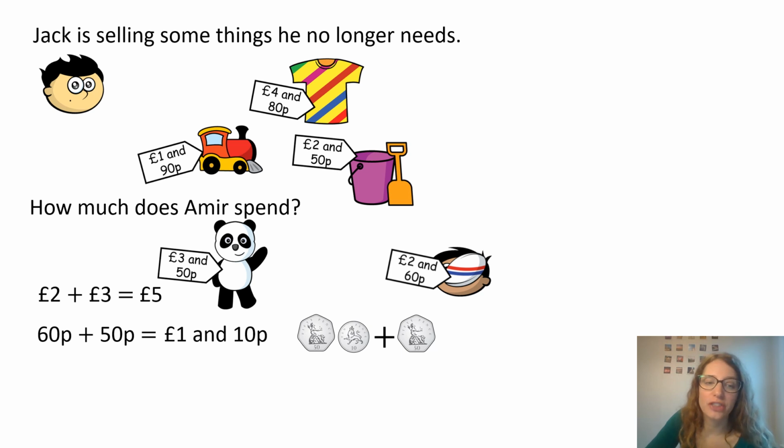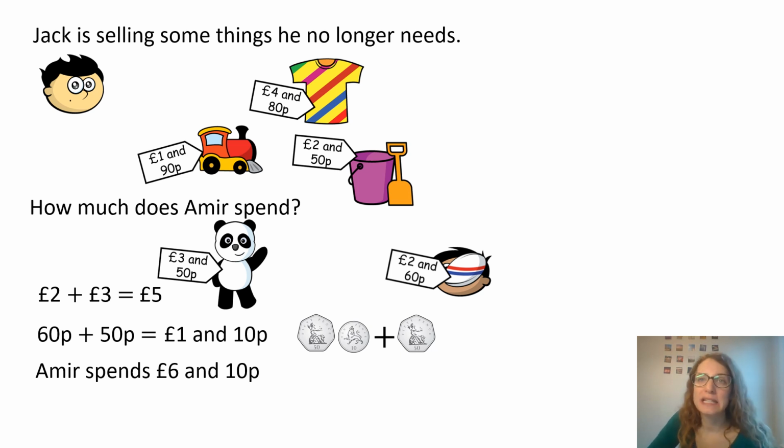So then we've got to add those amounts together. So we've got the 5 and the 1, so making £6. Add the 10, so we spend £6 and 10 pence. Or if you're doing it just in pence, it would be 610 pence.